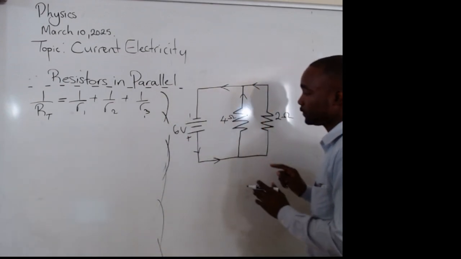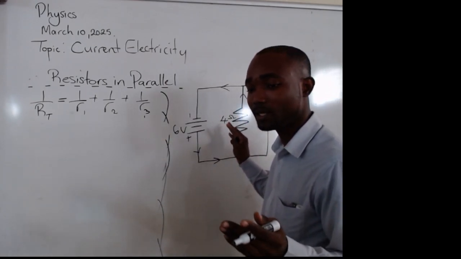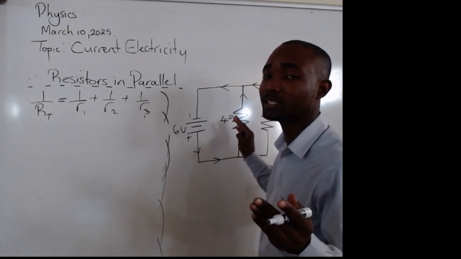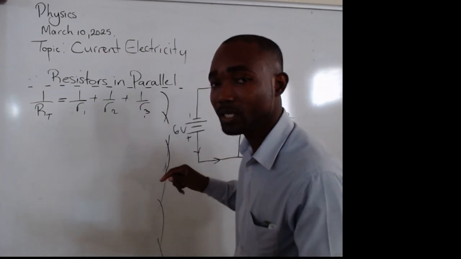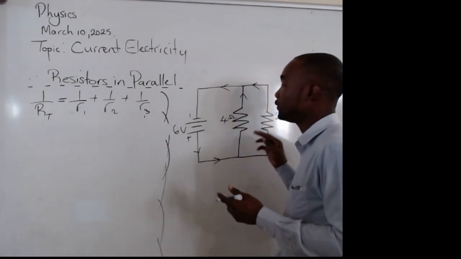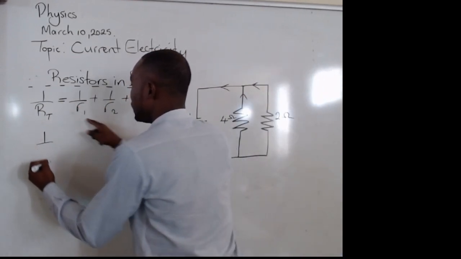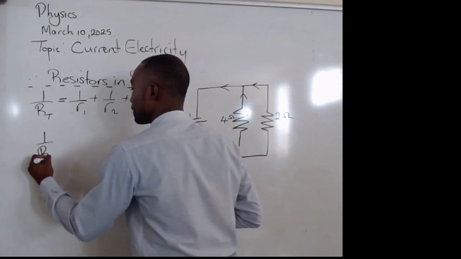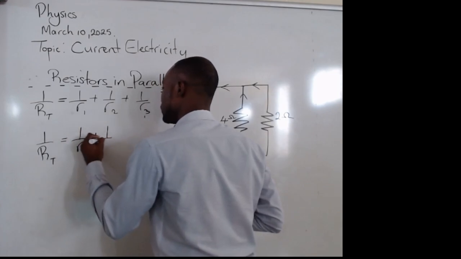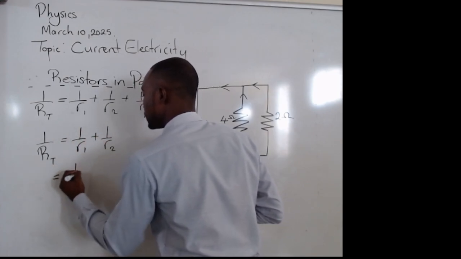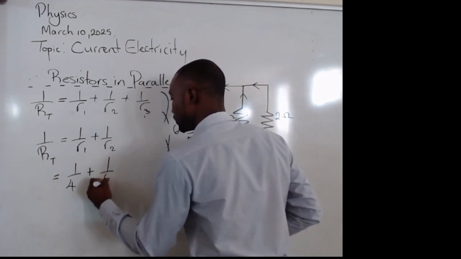The first thing we need to identify is the type of circuit, the type of connection that we have with our resistors, and we realize already that the resistors are connected in parallel. So we use our formula over here. Now the next thing we need to consider is the amount of resistors that we have. We have only 2. Therefore, we can modify this formula to only have 2 resistors. So 1 over RT is equal to 1 over R1 plus 1 over R2. Now, the next step is to plug our values in. R1 is 4, so it's 1 over 4. R2 is 6, so it's 1 over 6.